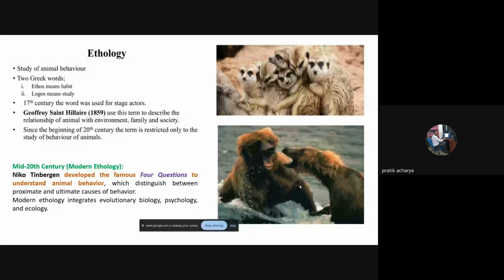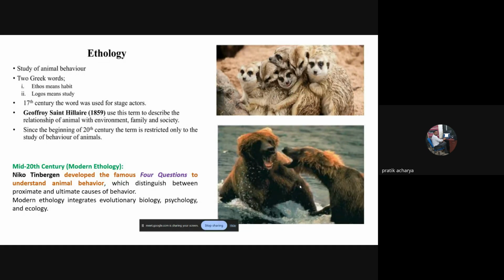The word was first used in the 17th century. Hillary in 1859 used the term to describe the relationship of animals. So ethology was first used by Hillary in 1859. Why did he use the word? He used it to describe the relationship of animals with environment, family, and society.